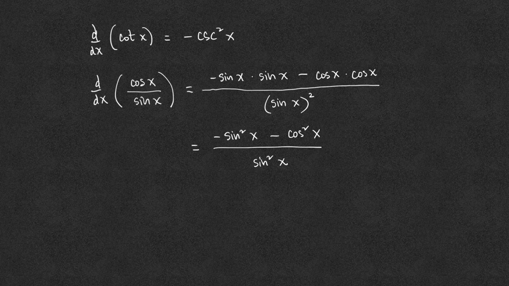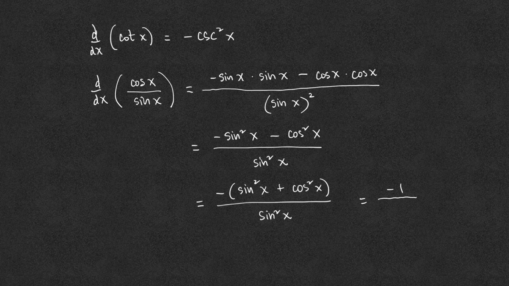But we can factor out the negative sign to end up with negative times the quantity sine squared of x plus cosine squared of x over sine squared of x. But sine squared of x plus cosine squared of x is 1, the identity, and so the numerator is now negative 1 and the denominator is sine squared of x.